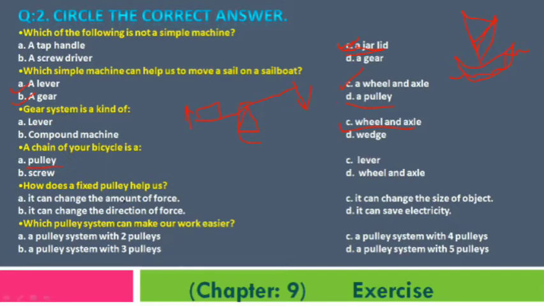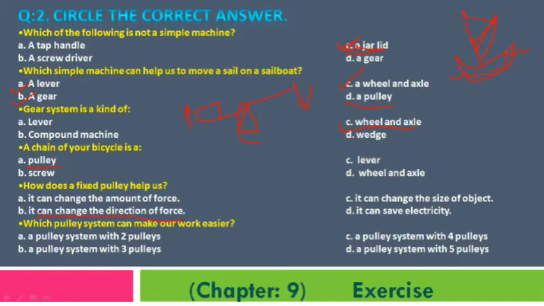How does a fixed pulley help us? It can change the amount of force. It can change the size of object. No. It can save electricity. Definitely no. How can a pulley help us in saving electricity? So the answer is it can change the direction of force.